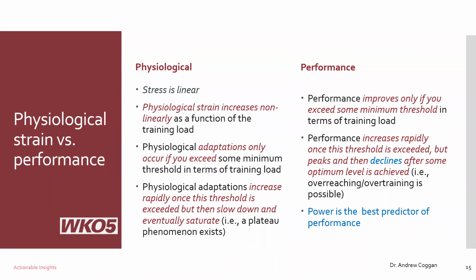So wait a minute. I need training load, which is neutral. I can measure that sort of with stress, which is linear. So I need a certain amount of that linear stress and load, but also the strain response is nonlinear, and so is adaptation, but I still need to get over it. So pretty confusing, huh? And when we look even deeper at physiological adaptations, they actually increase rapidly once this threshold of load is exceeded, but then they slow down and eventually saturate or plateau.